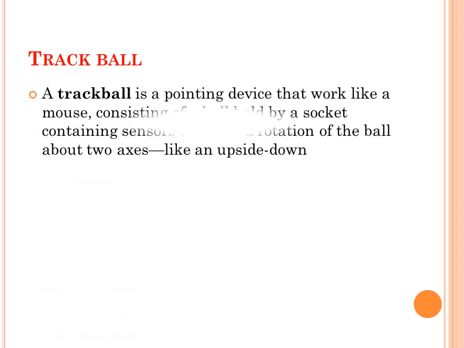Then the next topic is trackball. Trackball is also a pointing device that works like a mouse, consisting of a ball held by a socket. These are not used nowadays because this is, we can say, an ancient device which was used before the mouse was discovered. But somewhere this is still used nowadays, though only 2% of people use these.